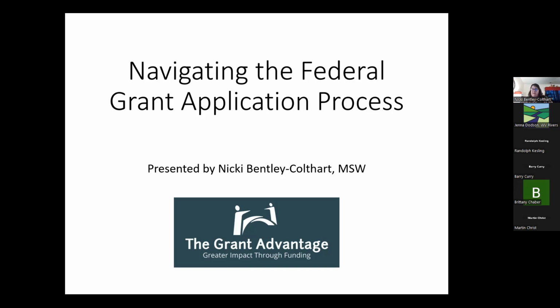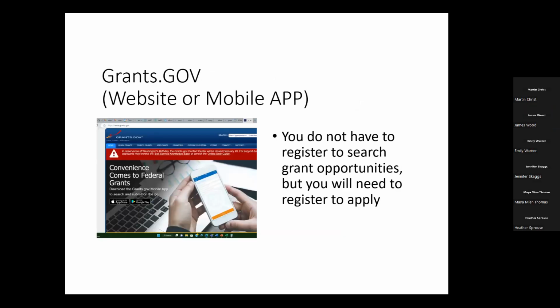So the first thing I'm going to talk about is just the grants.gov system. Now all federal grant funding is listed in grants.gov, and most you apply for the funding through grants.gov. To search for funding, if you just want to see what's out there, you don't have to register. You can just hop on, hit the search bar, and go to town. However, if you want to apply for grants, you need to set up your organization as an applicant and manage users of that organization. So we're going to talk a little bit about that today.